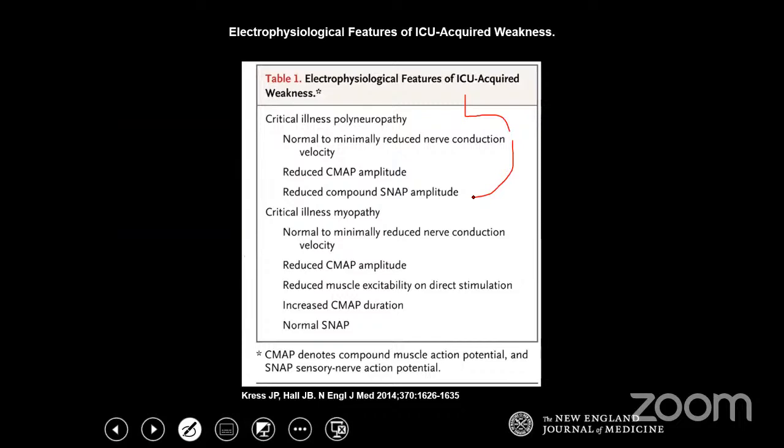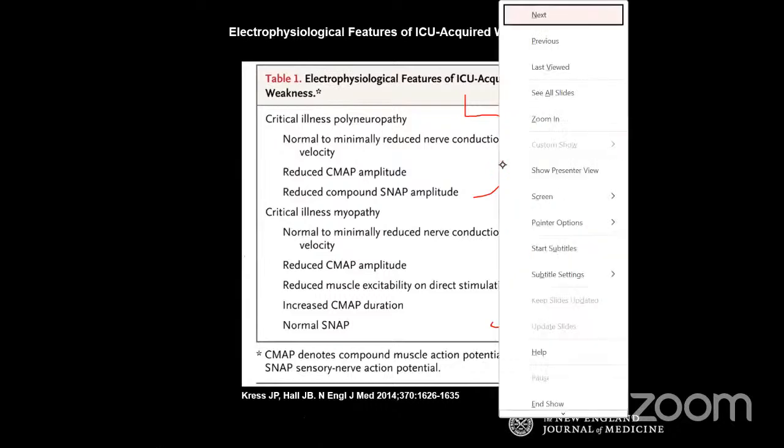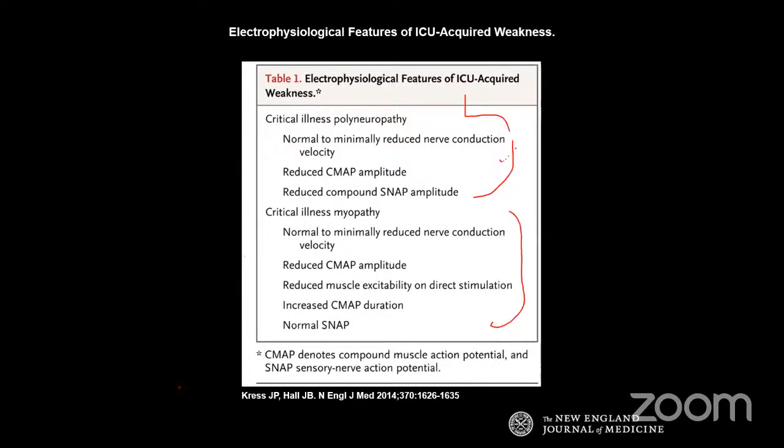In critical illness myopathy, there is normal to minimally reduced nerve conduction velocity, and CMAP is reduced. There is no muscle excitability on direct stimulation, and SNAP is normal. So these are only the electrical features of nerve, but EMG may show no spontaneous activity here, whereas spontaneous activity may be present in the other case. So that's another important thing to distinguish.